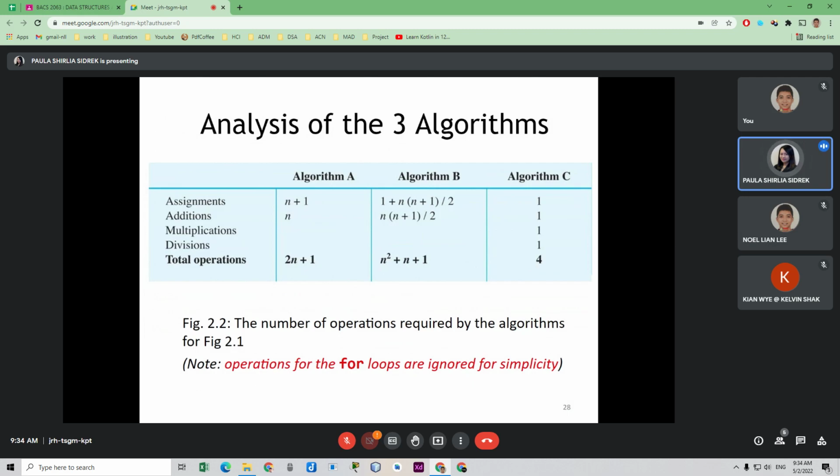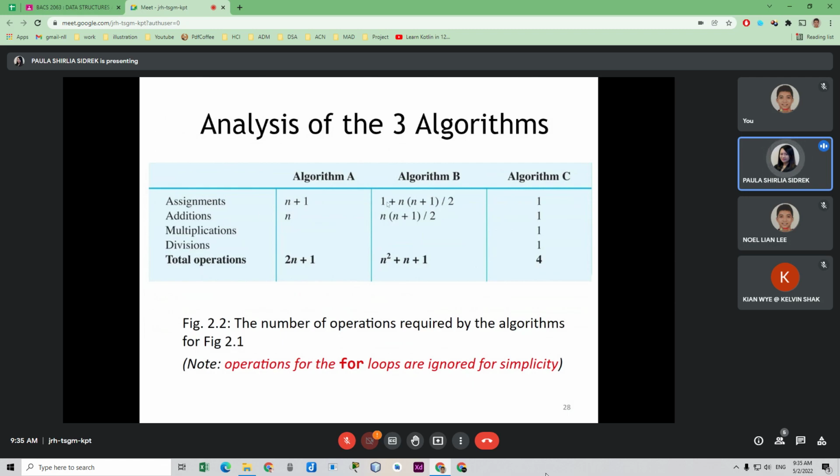So if you look at here, later on if you go further in the slides, these terms will appear: assignments, additions, multiplication, division, and then you come up with a total operation. This is how you calculate how many operations are inside your source code, the program code that you have, so that you calculate the time of execution and the response time that is given by each of the algorithms.